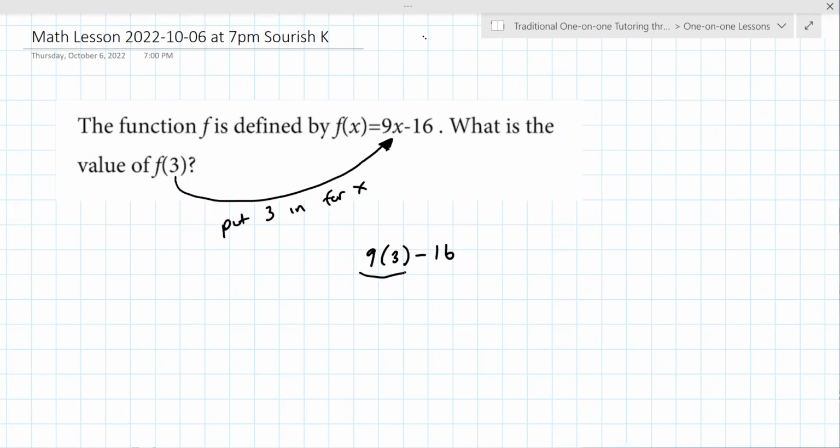What is 9 minus 3? No, that's 6. You're multiplying, Sourish. Yeah, but you said subtraction. I did not. I said multiply 9 times 3. Okay, that's 27. Minus 16. 27 minus 16 is 11.